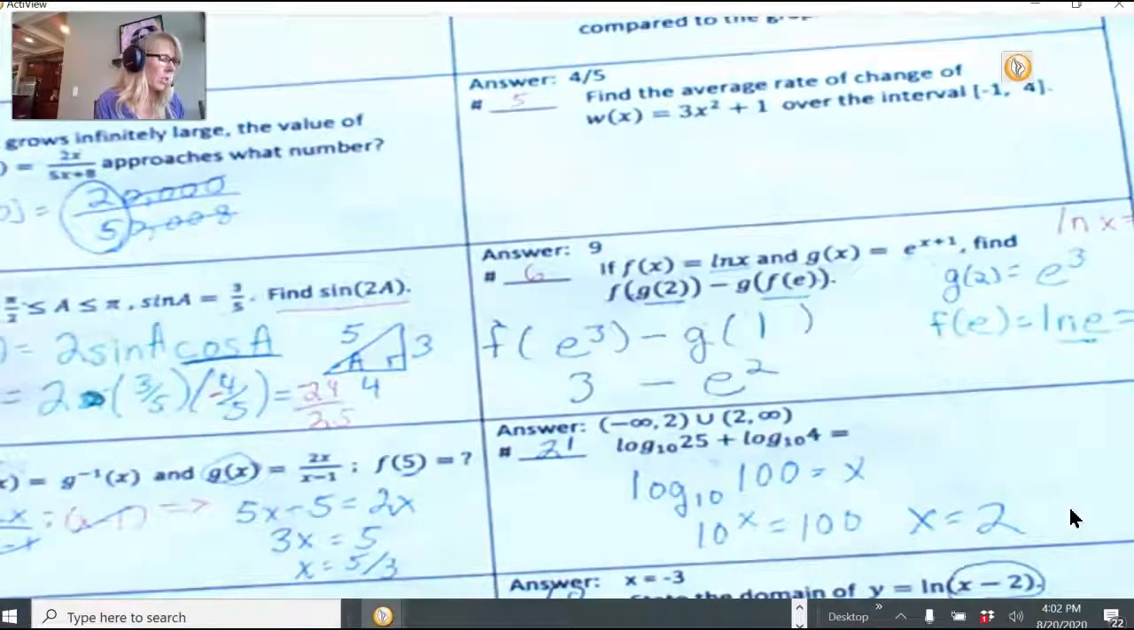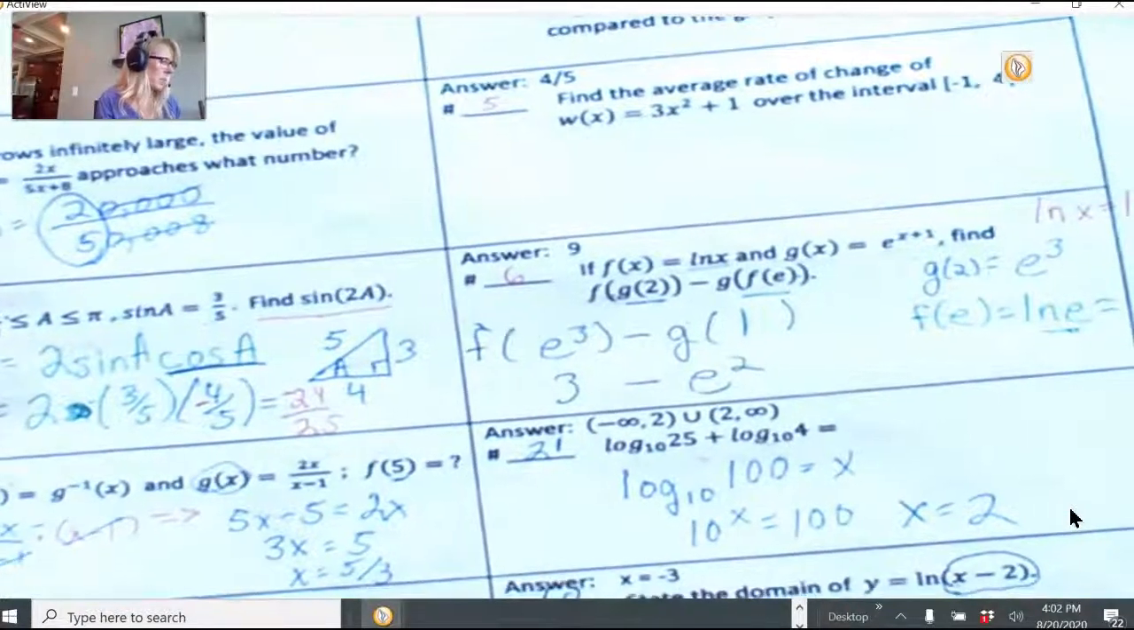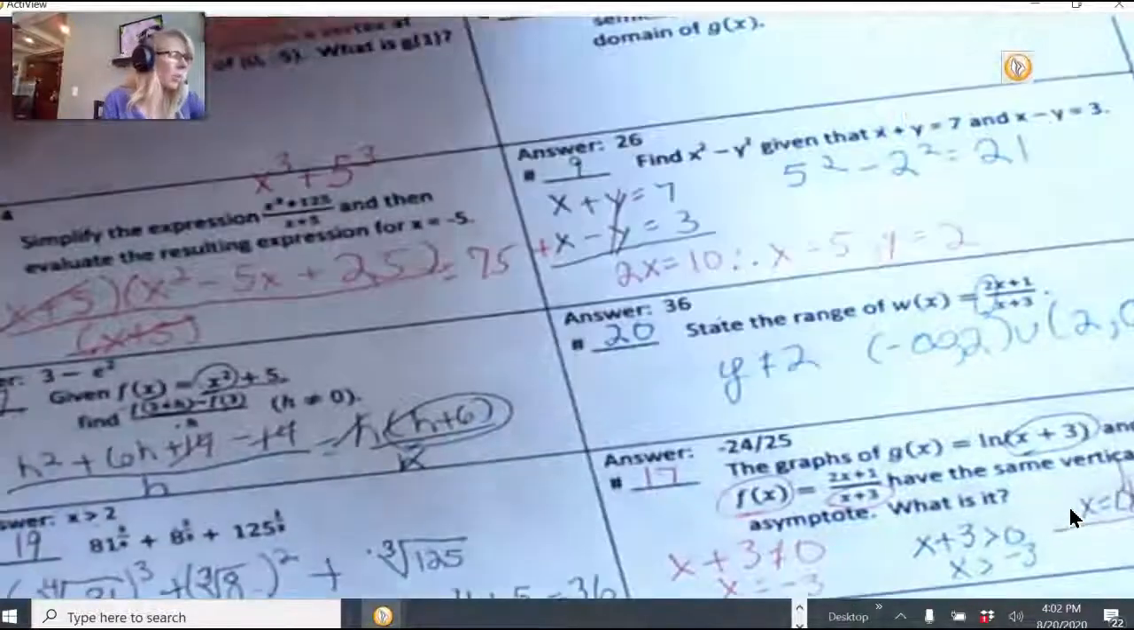All right, so let's go find 2. Must be on the other side. Must be the last one over here. No, yeah, it is. Good. Number 22.